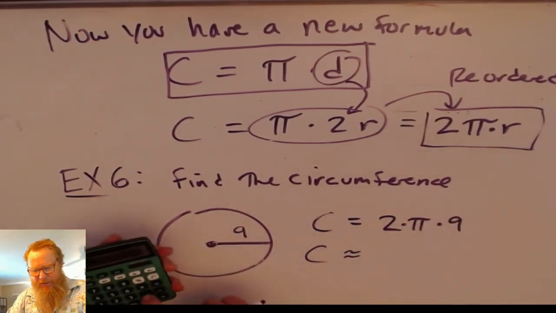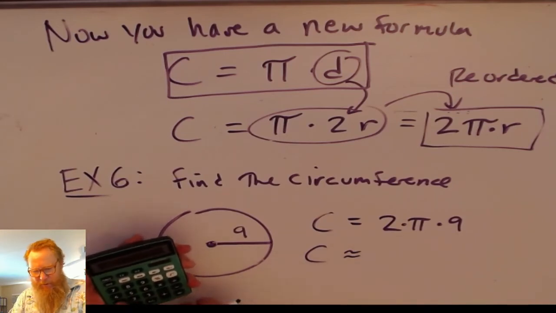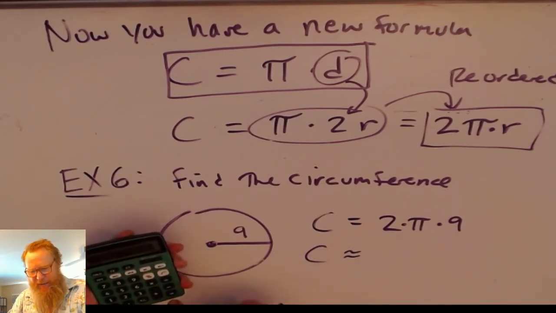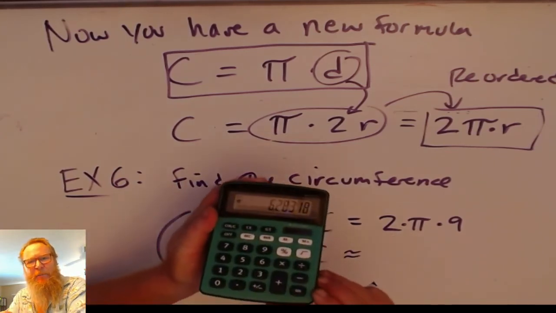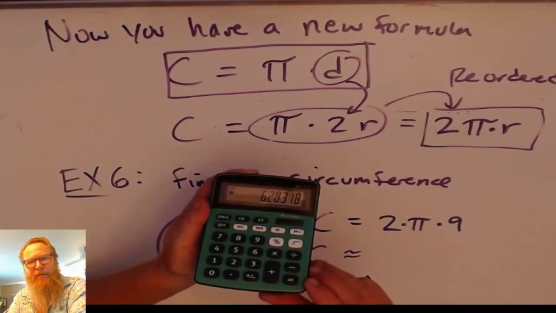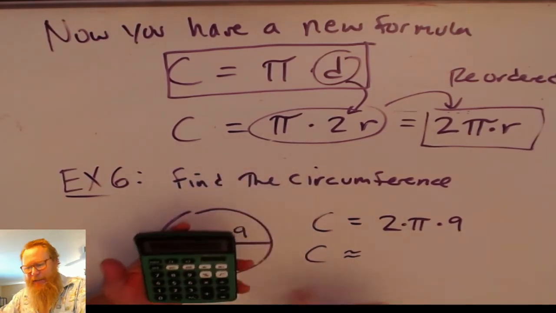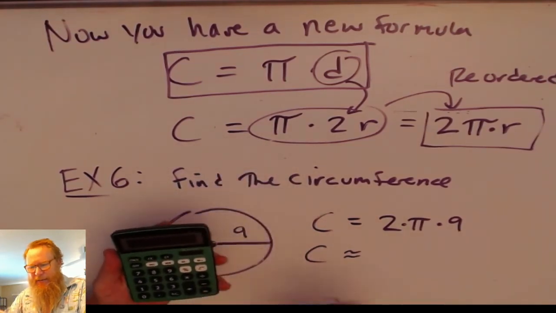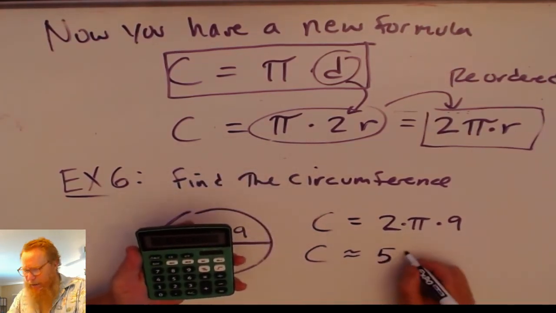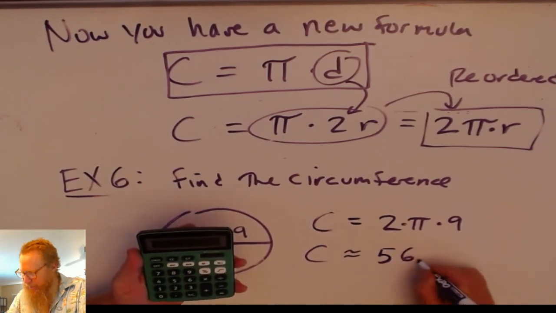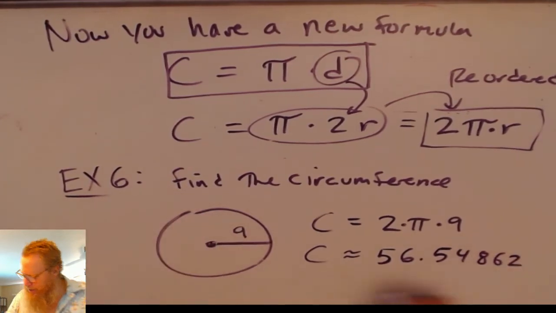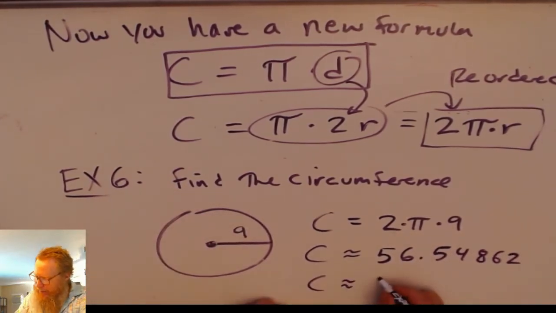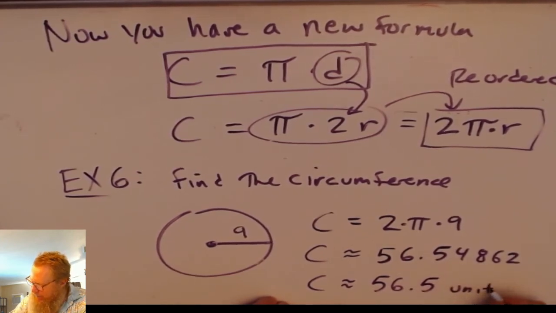So 2 times 3.14159. That's 2 pi, which is like 6 point something, 6.28318. And then finally times 9. And just that quickly, you have the circumference 56.54862. Rounded to the nearest tenth, 56.5 units.